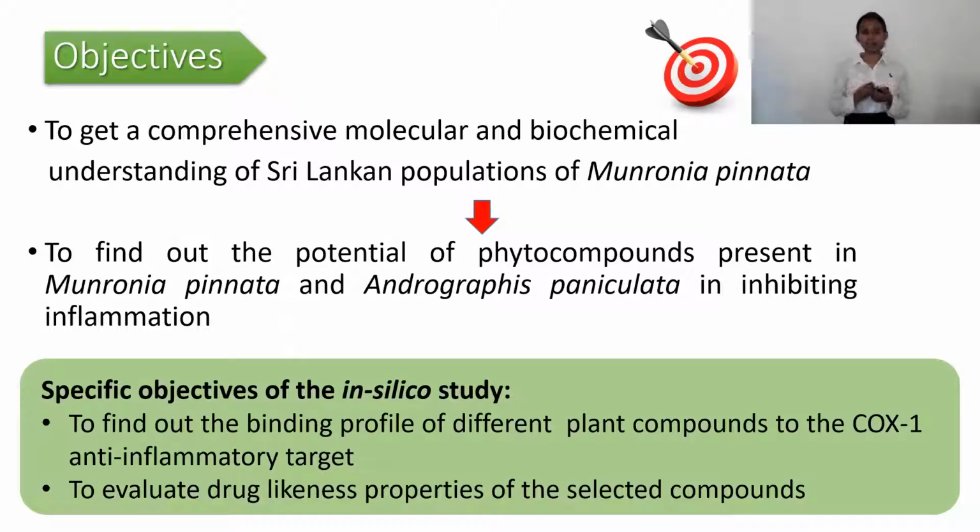I completed up to PCR optimization of DNA barcoding and was not able to continue my research due to the pandemic situation. Therefore, I moved to an alternative study to find out the potential of phytocompounds present in both plants in inhibiting inflammation. Through that study, it was specifically aimed to find out the binding profile of different plant compounds to the COX-1 anti-inflammatory target and to evaluate drug likeness properties of the selected compounds.